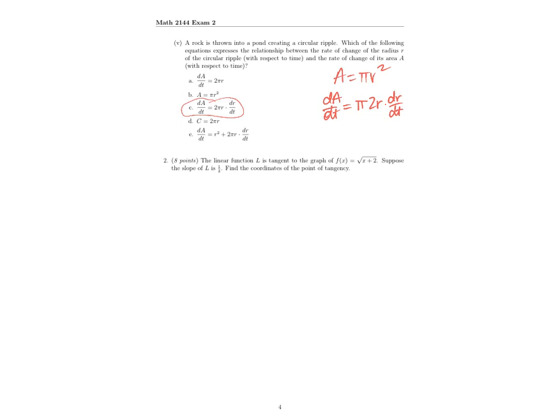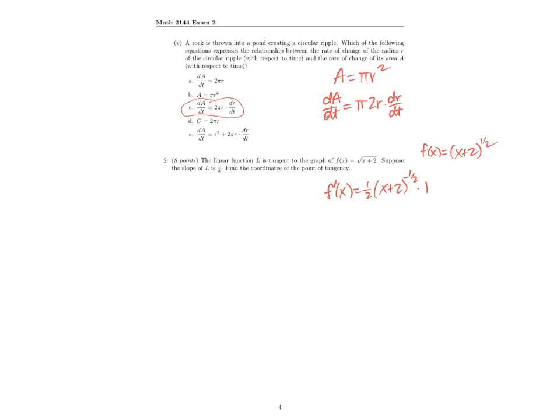Okay, on number 2, I have the linear function L is tangent to the graph of that function. Then it says, suppose the slope of L is 1/2. Okay, so I know the slope is going to be equivalent to the derivative. So first let's take the derivative, f prime of x. The first thing I want to do is think of f of x and just rewrite it as x plus 2 to the 1/2. And that'll help me take the derivative a little bit easier. So again, it's a chain rule. So I'll have 1/2 x plus 2 to the negative 1/2 times the derivative of the inside function. Well, the derivative of x plus 2 is just 1. So there's that.